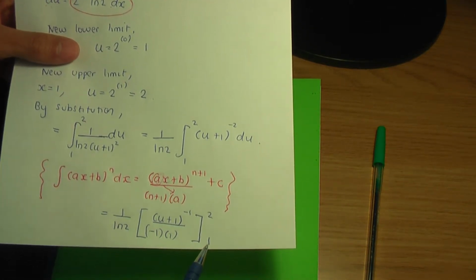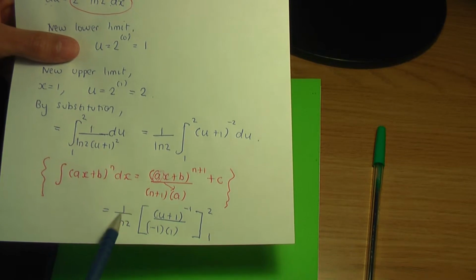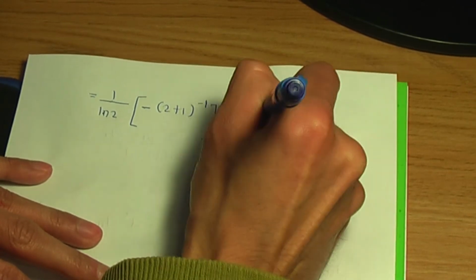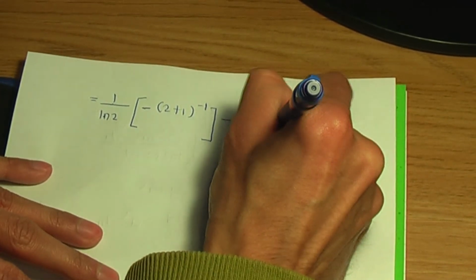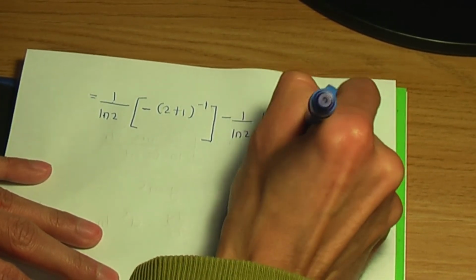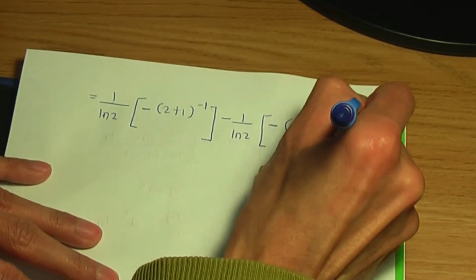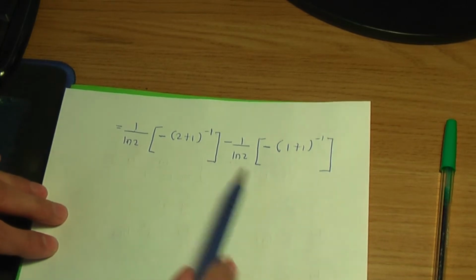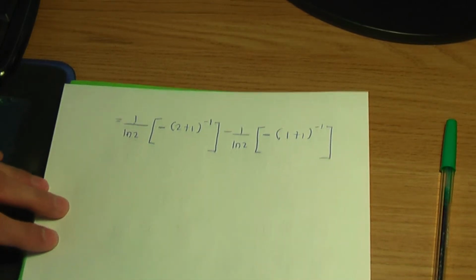Minus, and let's replace the lower limit 1. So minus 1 over ln 2. So minus 1 over ln 2. When I've replaced the lower limit 1, I'll get minus 1 plus 1 to the minus 1. So that is what you should have upon replacement of limits.